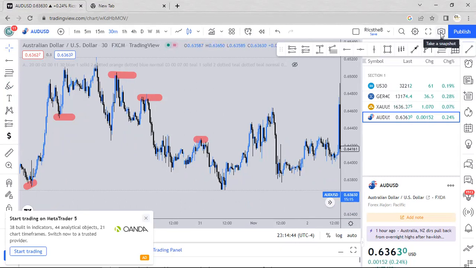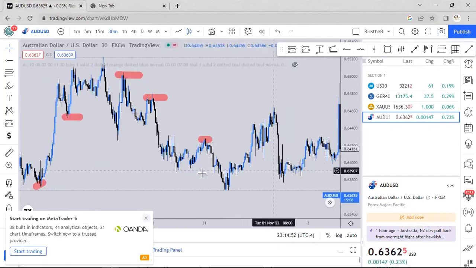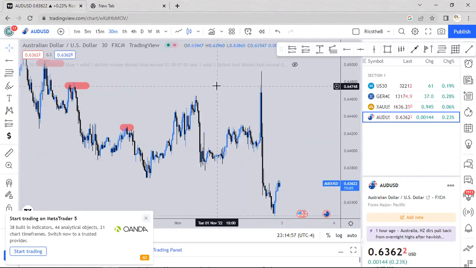On this top right here, we have an option of taking a snapshot. Then you can send it to me, and I'll be able to tell you if you have correctly identified structure. So yeah, basically that's how we do it.